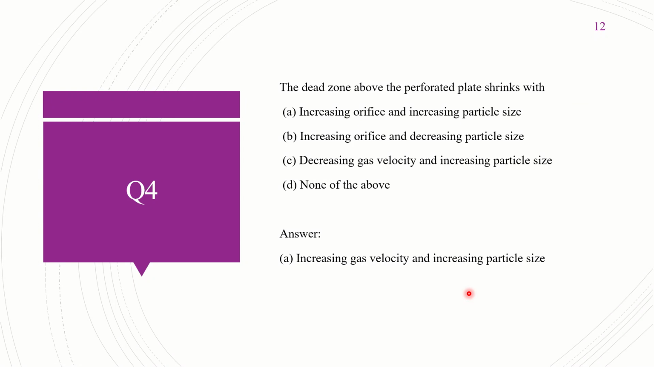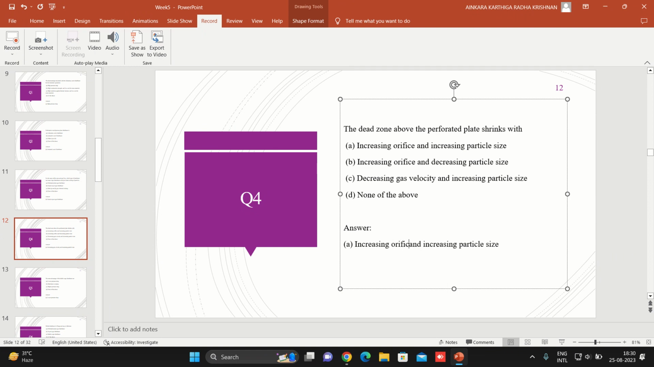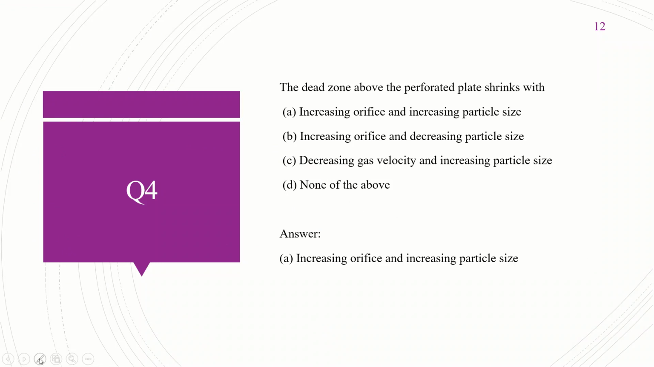In question 4, it is given that the dead zone above the perforated plate shrinks with increasing orifice and increasing particle size, or increasing orifice and decreasing particle size, and option C, decreasing gas velocity and increasing particle size, and option D, none of the above.